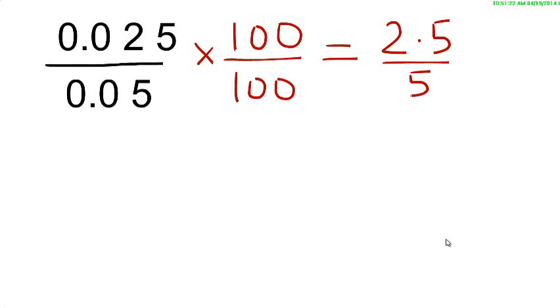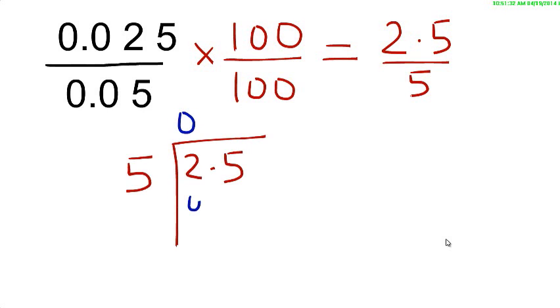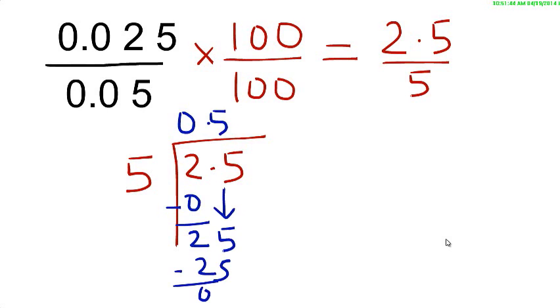Now, let us divide 2.5 by 5. We know that 2 is less than 5. So place a 0. Put the decimal point and bring 5 down. 5 into 5 is equal to 25. So our answer is 0.5. Have fun discovering division of decimals using a moving object.